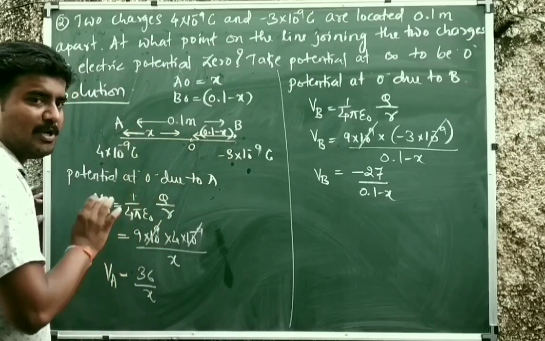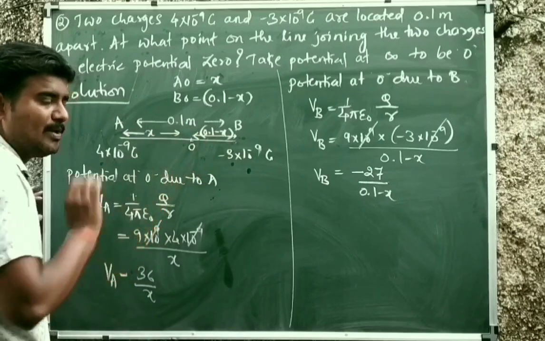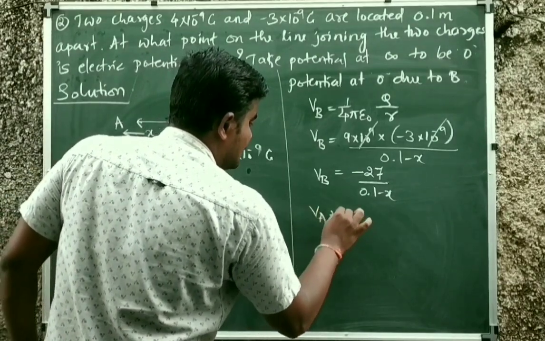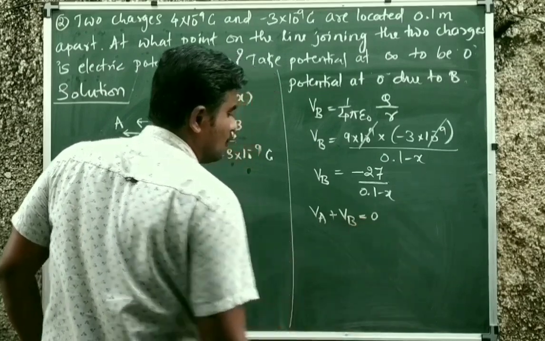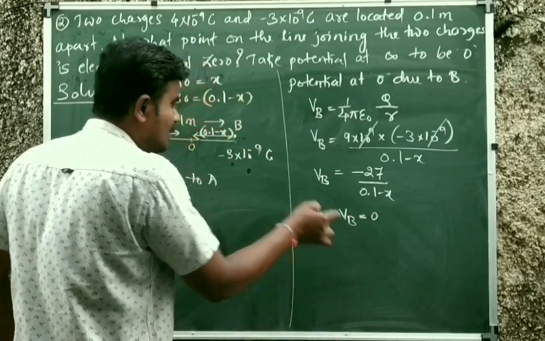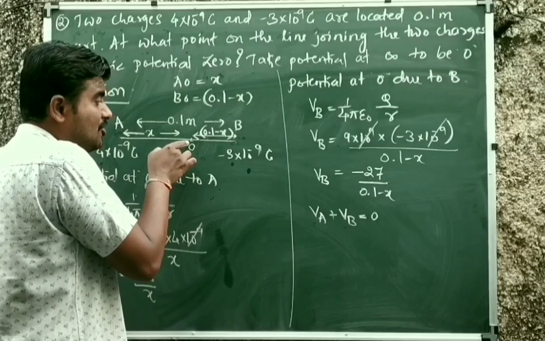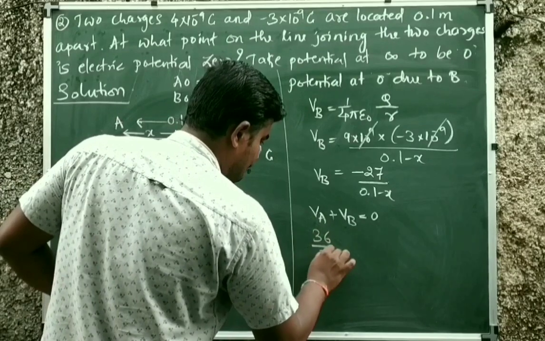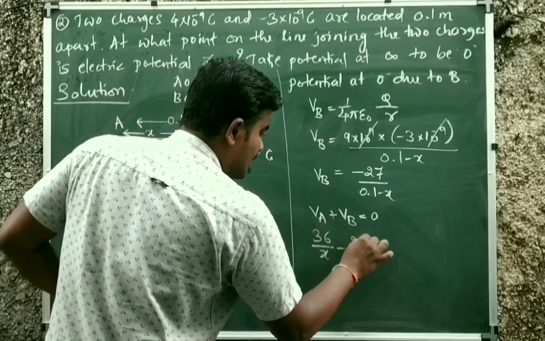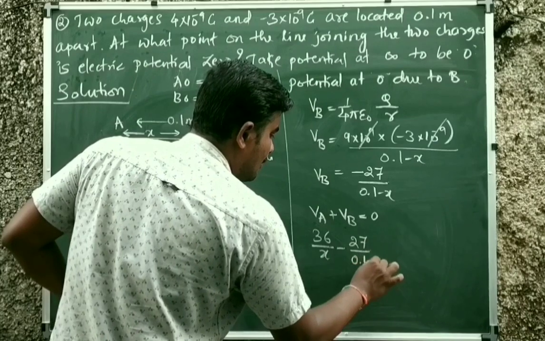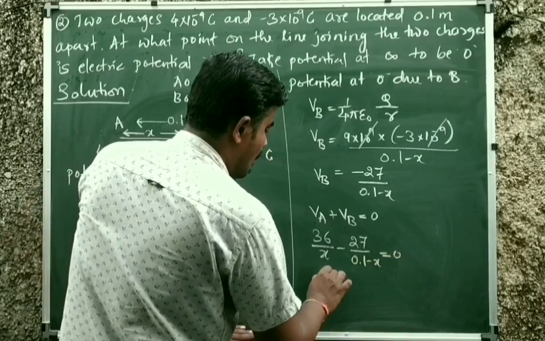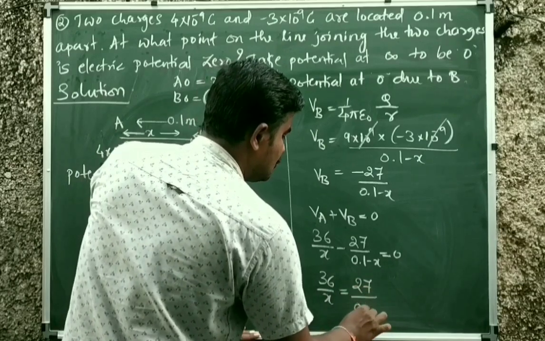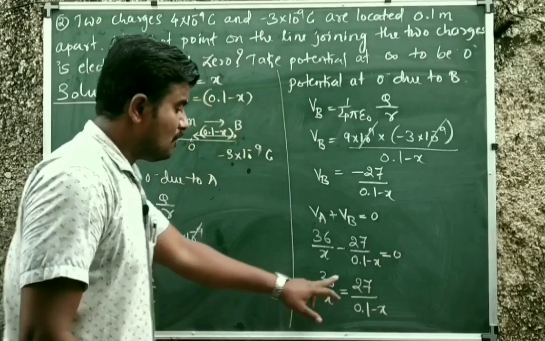Now the sum of potential at point O due to A and due to B must be 0, then and only then potential at O is going to be 0. VA plus VB is equal to 0. This is the condition. VA is 36 divided by x, and VB is minus 27 divided by 0.1 minus x, equal to 0. Or 36 divided by x is equal to 27 divided by 0.1 minus x. We are supposed to solve this.